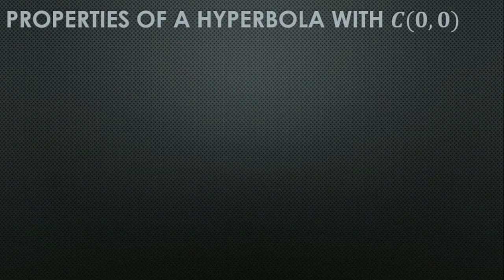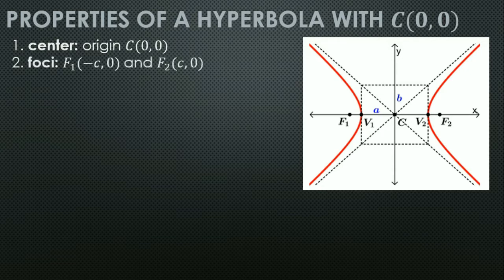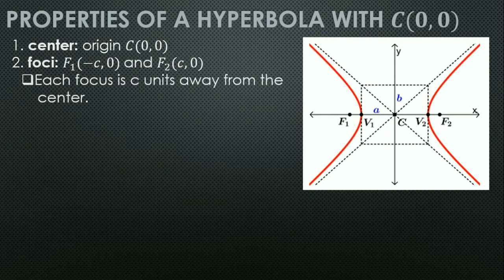Properties of a hyperbola with center at the origin. So, may mga parts na siya. F sub 1, V sub 1, the center, V sub 2, F sub 2, and A and B. The center is at the origin. The coordinates of point C can be found at 0, 0. The foci, F sub 1, negative c, 0, and F sub 2, c and 0. Each focus is c units away from the center. So, take note of that.